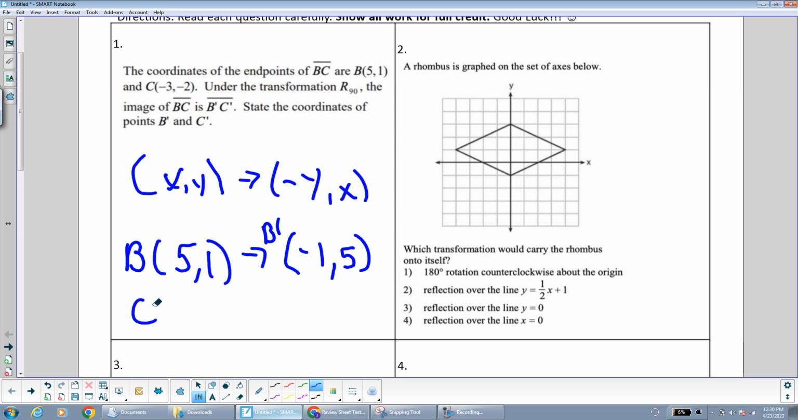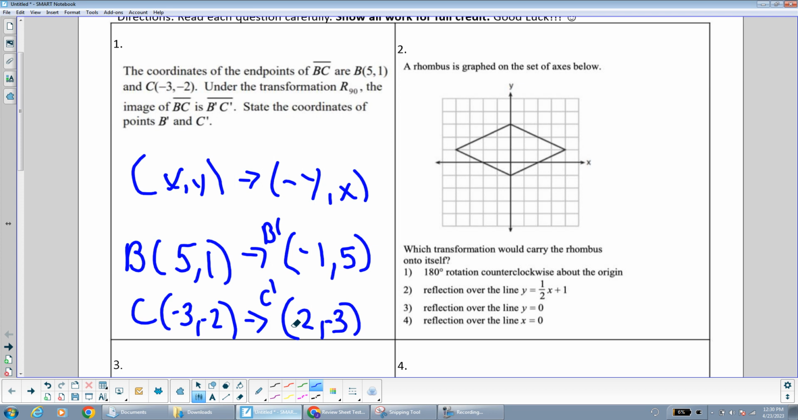And for point C, that's the point negative 3, negative 2. So the original y coordinate is going to change sign, so that negative 2 is going to become positive 2. And the order is going to switch. So that would be C prime. So here are our coordinates of B prime and C prime to answer the question.